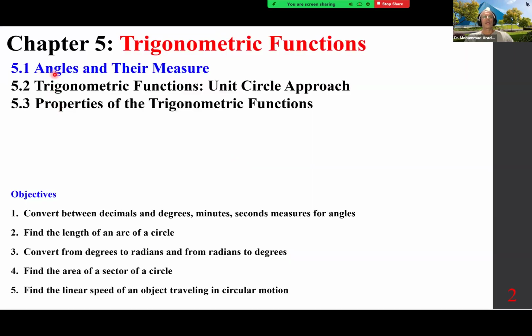We are going to cover angles and their measures, trigonometric functions, and properties of trigonometric functions. The objectives for this section are: convert between decimal and degrees, minutes, seconds measures for angles, find the length of an arc of a circle, convert from degrees to radians and from radians to degrees, find the area of a sector of a circle, and find the linear speed of an object traveling in circular motion.